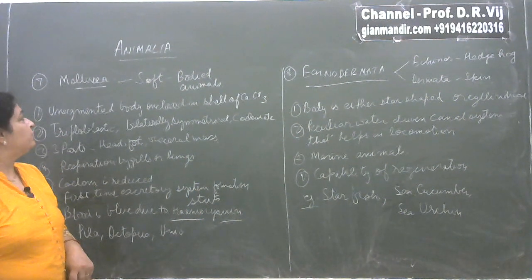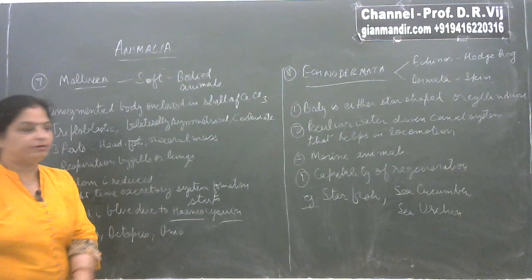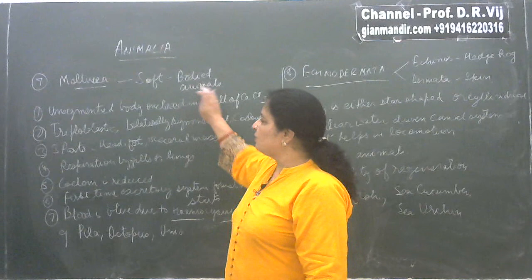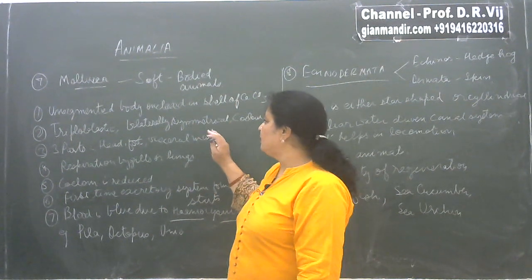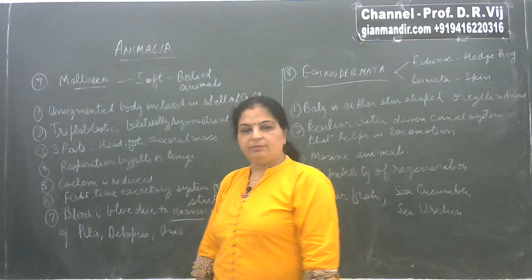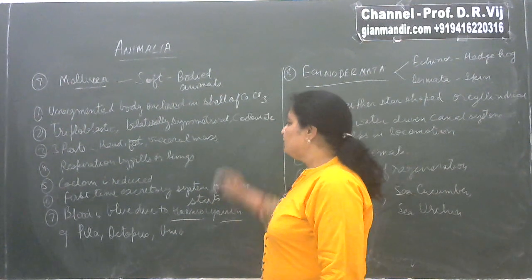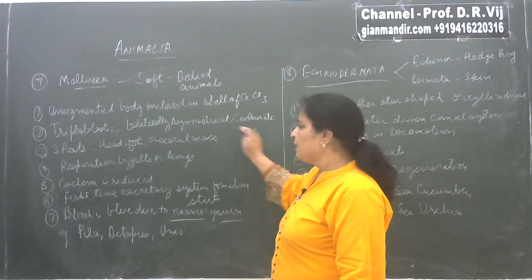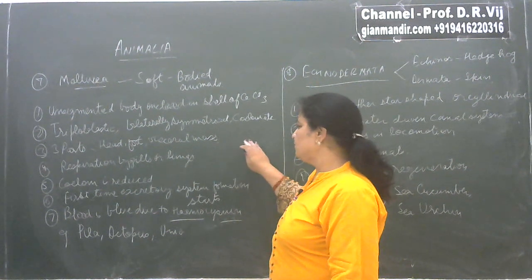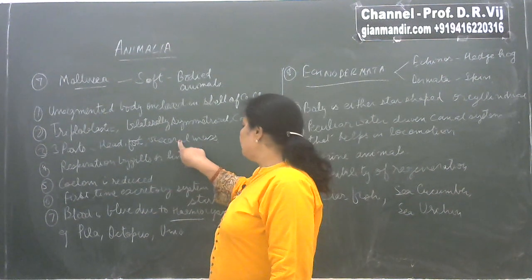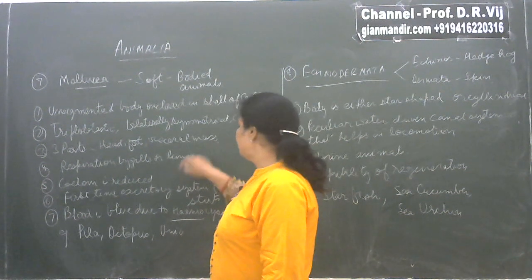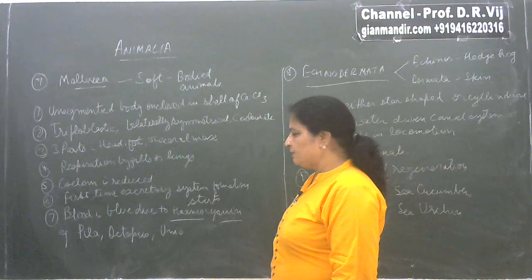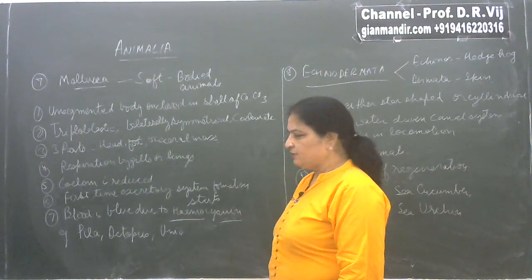So if you look at the features of phylum Mollusca and Echinodermata, as I said that Mollusca are commonly known as soft-bodied animals. They have unsegmented body which is covered by a hard covering made up of calcium carbonate. Triploblastic bilaterally symmetrical animals, coelomate having true body cavity. Body is divided into three parts: head, foot and visceral mass. And here the respiration is either by the gills or lungs. Coelom is reduced in size, and here the first time excretory system formation starts.